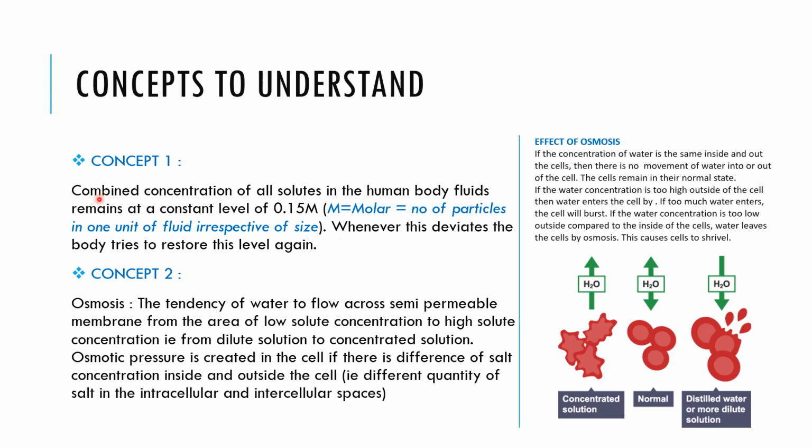The first concept is that in the human body, the concentration of all the solutes put together should be at a constant level of 0.15 molar. Molar means the number of particles in 1 unit of the fluid, irrespective of the size of particles. So, in the case of the human body, all solutes put together should be 0.15 molar. If this 0.15 molar deviates, the body tries to restore this level again.